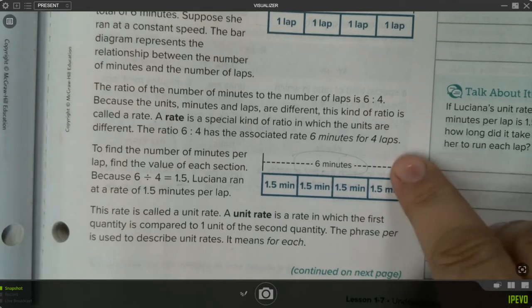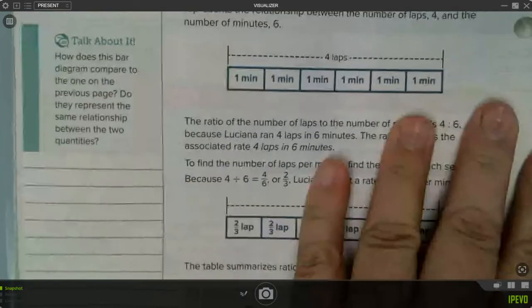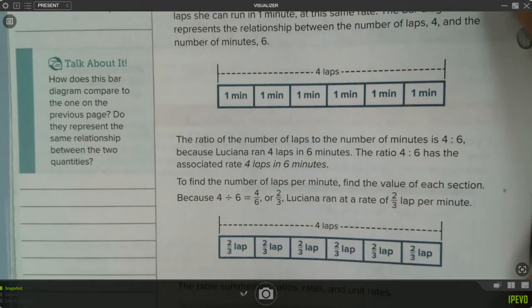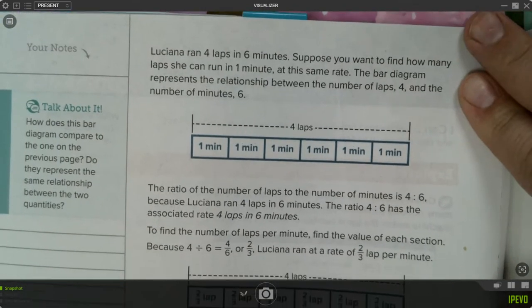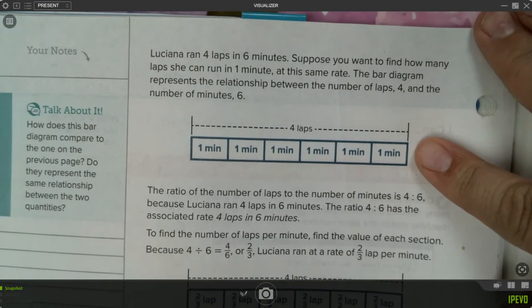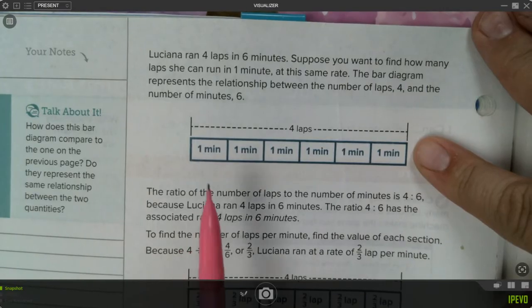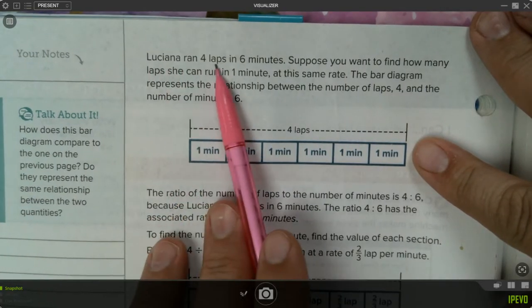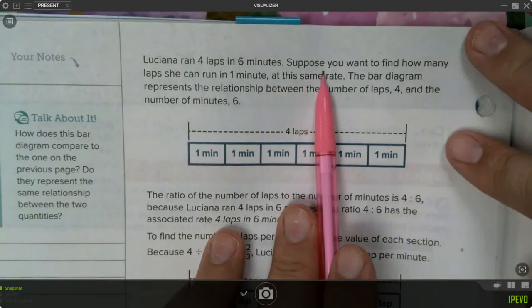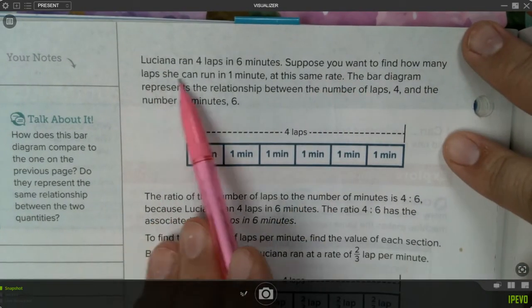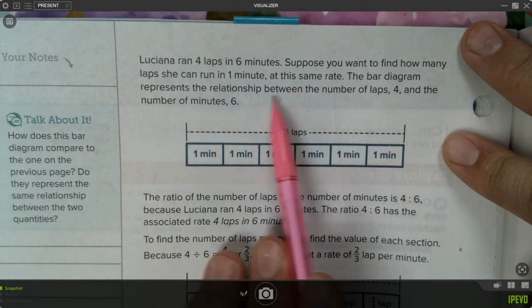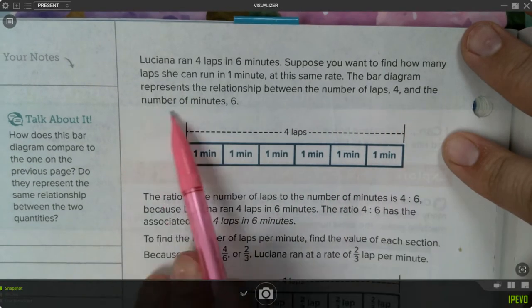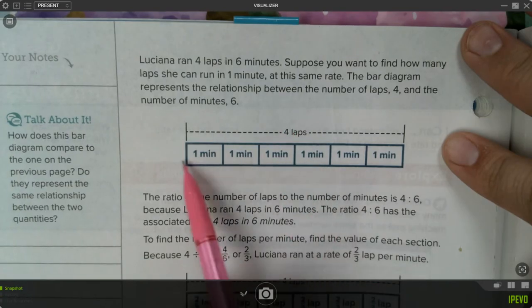All right, turning the page now to page 58. We could also flip around and do the reverse, and we can find how long it takes for the laps and the minutes, okay? So Luciana ran 4 laps in 6 minutes, so we're flipping it. Suppose you want to find out how many laps she can run in 1 minute at this same rate. The bar diagram represents the relationship between the number of laps 4 and the number of minutes 6. 4 laps, here's our 6 minutes, so we're flipping it.